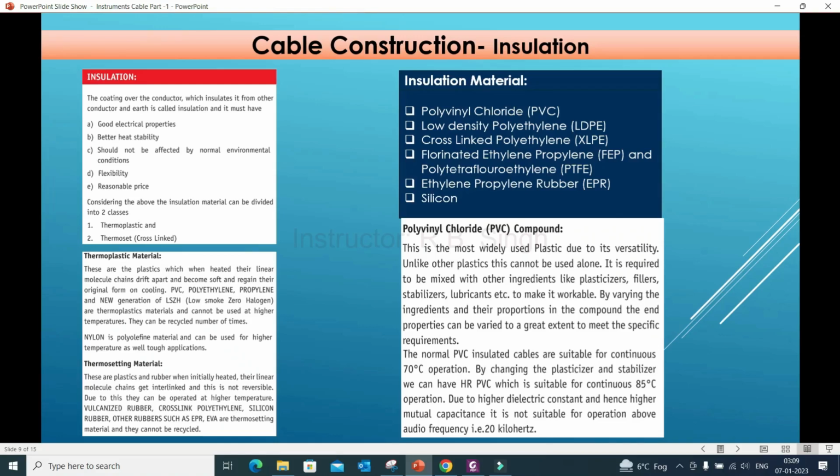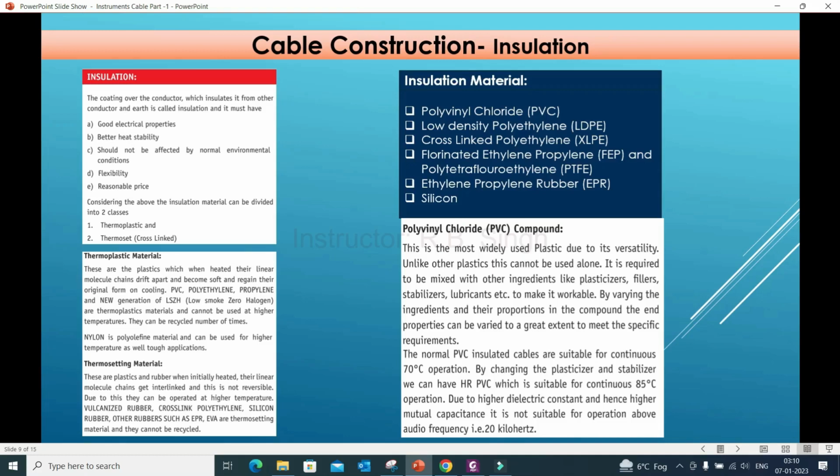So what are PVC cables? This is the most widely used plastic due to its versatility. Unlike other plastics, it cannot be used alone. It is required to be mixed with other ingredients like plasticizers, fillers, stabilizers, lubricants, etc. to make it workable. By varying the ingredients and their proportions in the compound, the end properties can be varied to meet specific requirements.